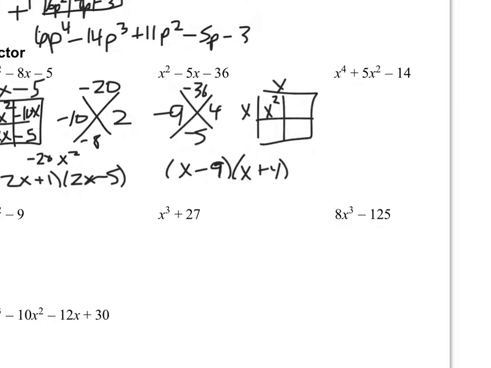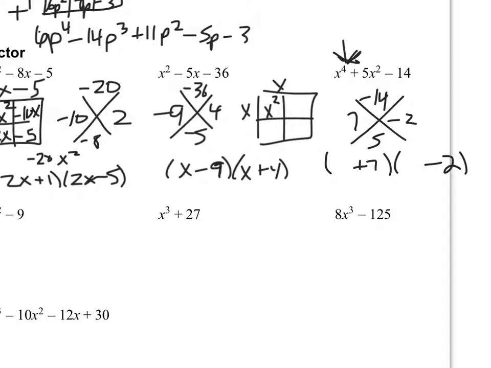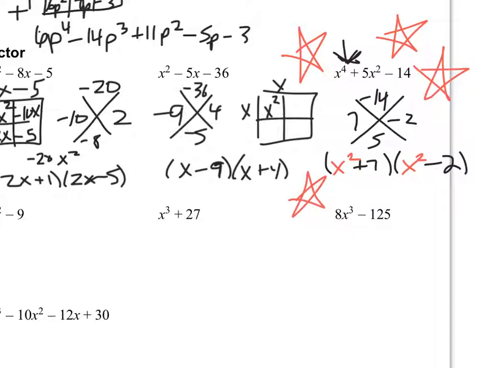Now, what is the difference between this last problem and what we just did? We have an x to the fourth. So that means when I do my x, what multiplies to negative 14 and adds to 5, 7 and negative 2, I'm going to go ahead and put plus 7 minus 2. It's not going to be an x that's in there. It's going to be x squared. X squared. You need to put a giant star around this problem because this is what on your quarter test I was still seeing issues with.